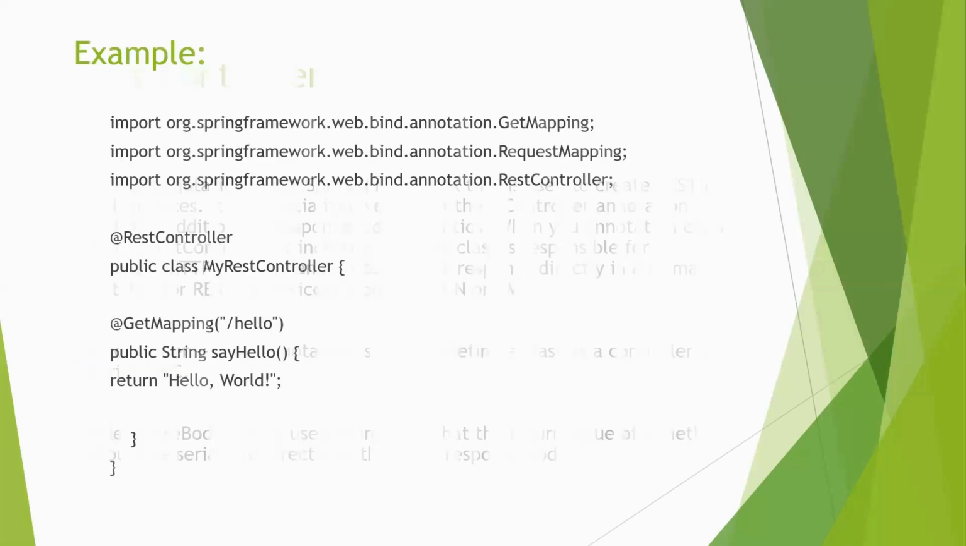Here is the example. In the example, we have my controller: public class MyRestController. This is my controller class, which is annotated with @RestController. Inside the REST controller, I have some endpoint methods. One endpoint method is the hello endpoint method, which is annotated with the @GetMapping annotation with the URL /hello.